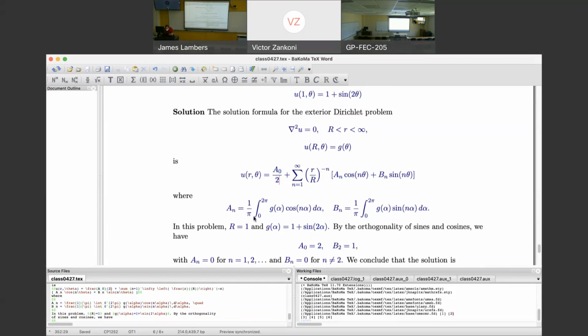It would have been different if I had defined A0 to be 1 over 2 pi times this integral, but it's a convention to not do that so that all of these An's have the same definition as opposed to n equals 0 being a special case. So just be careful about that.